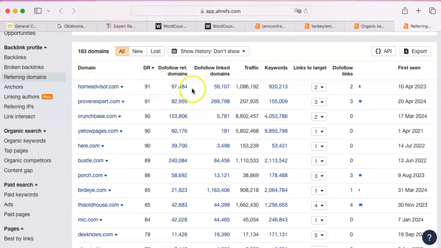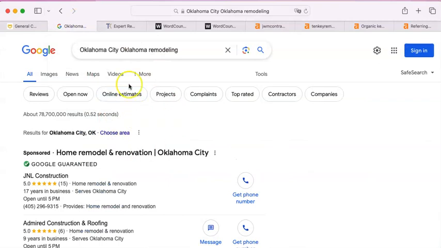Same with Proven Expert, 82,000. I don't know why Crunchbase is in there. It's not a home remodeling site at all. But Yellow Pages is obviously something a lot of people use. So there's a lot of these in here, and you can get on them as simply as filling out a profile.